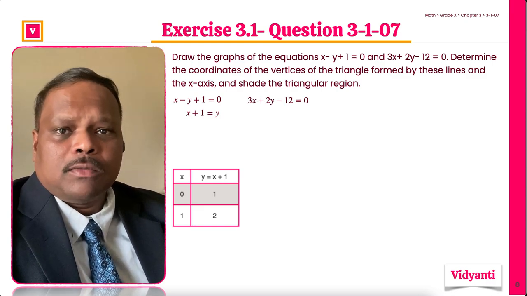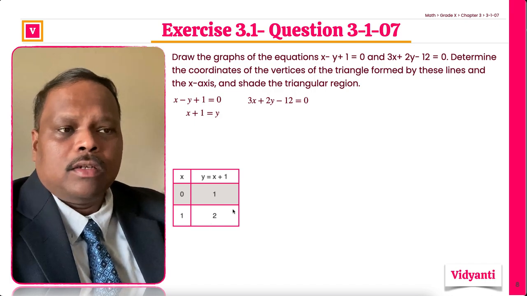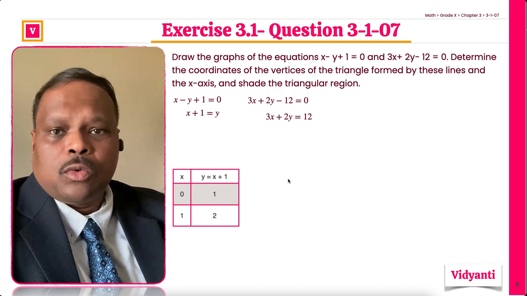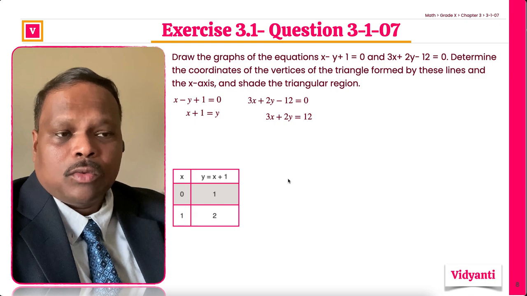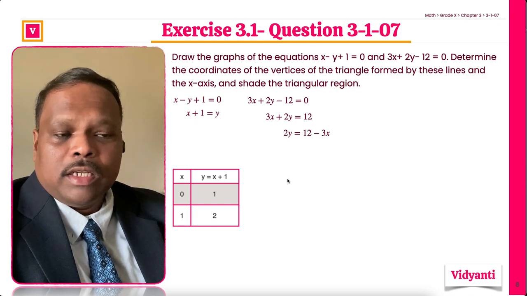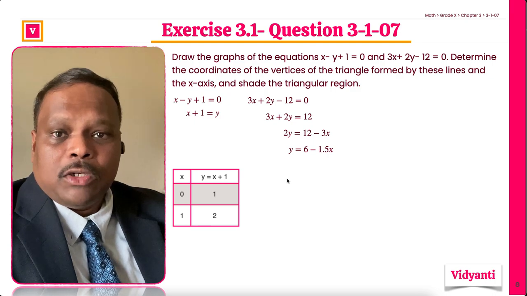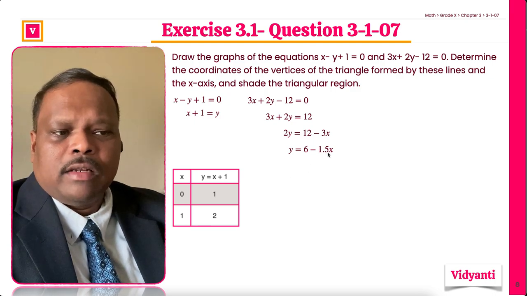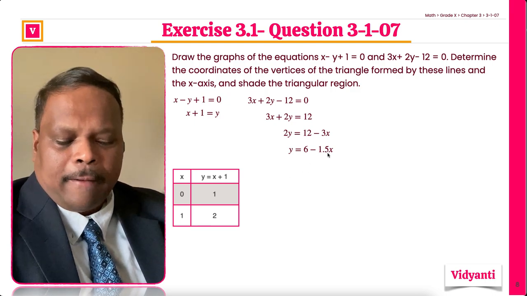Let's repeat this process for the second equation. 3x plus 2y minus 12 equal to 0. Let's transfer 12 to the opposite side, it becomes positive 12. Let's transfer 3x to the opposite side, it becomes negative 3x. Let's divide everything by 2. So y will be 6 minus 1.5x.